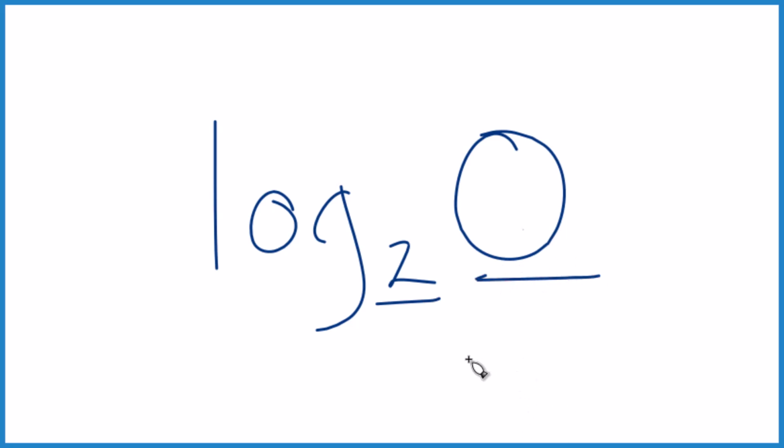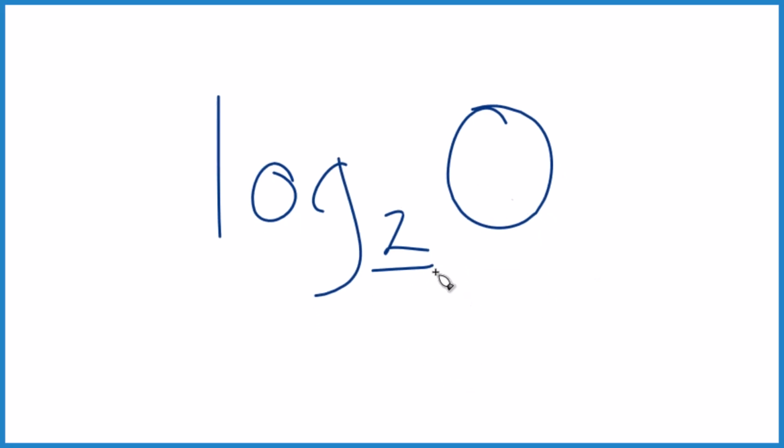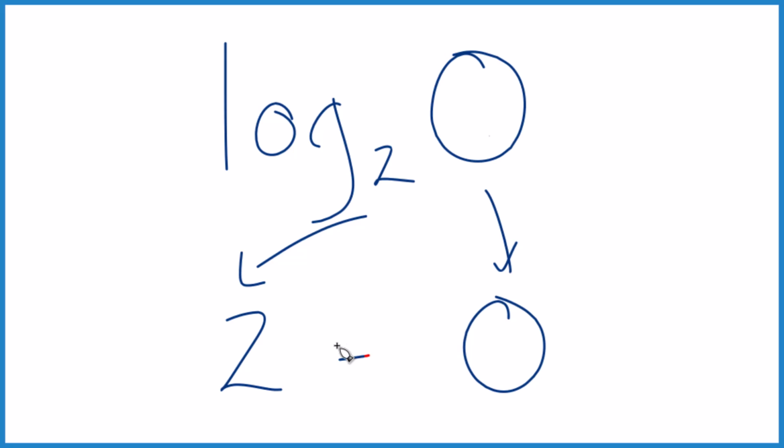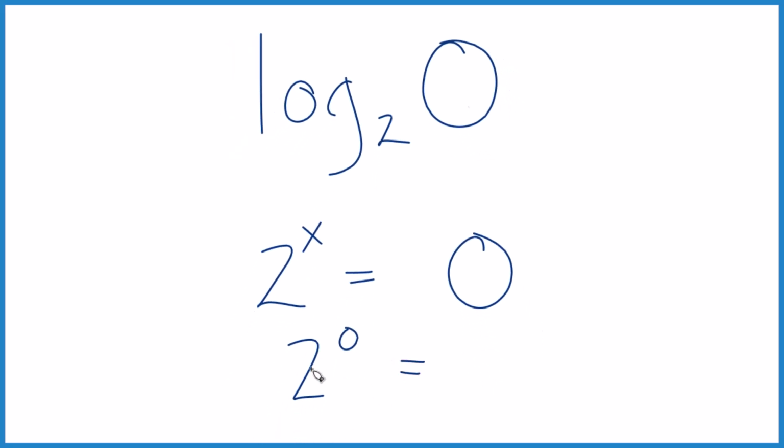And here's why. When we're doing these logs, we take our 2, and then the 0. What we're saying is 2 to some number equals 0. You might think 2 to the 0 would equal 0, but 2 or any number to the 0 power just equals 1.